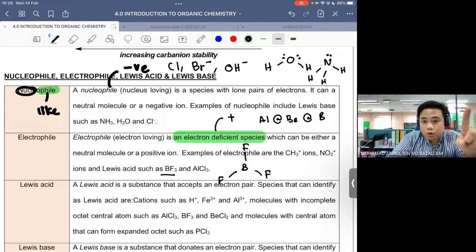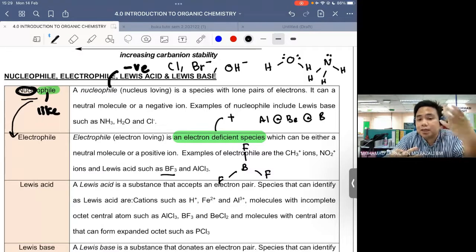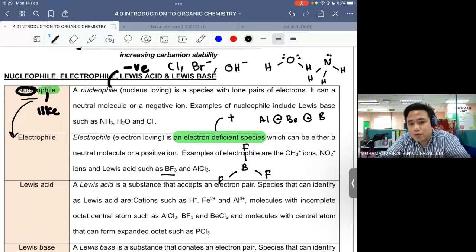Dan elektron, okay, awak kena ingat benda ni. Yang ni sangat penting kalau kita buat mechanism. Electron will always move from the nucleophile to electrophile. Sebab sekarang ni nucleophile ni dia ada banyak elektron. So they are more than happy to donate their electron kepada orang yang tak cukup elektron. So nucleophile ini kalau kita buat reaction atau kita buat mekanisme, dia akan donate dia punya elektron pergi dekat electrophile.